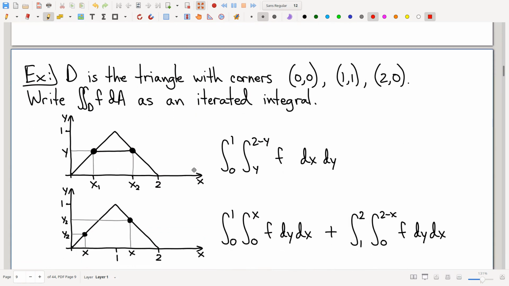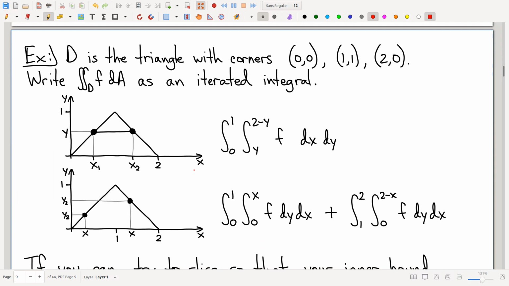Okay, here's another. We'll try it both ways and we'll infer a moral of the story. I'm going to go more quickly now with the slicing process because we've done several at this point.